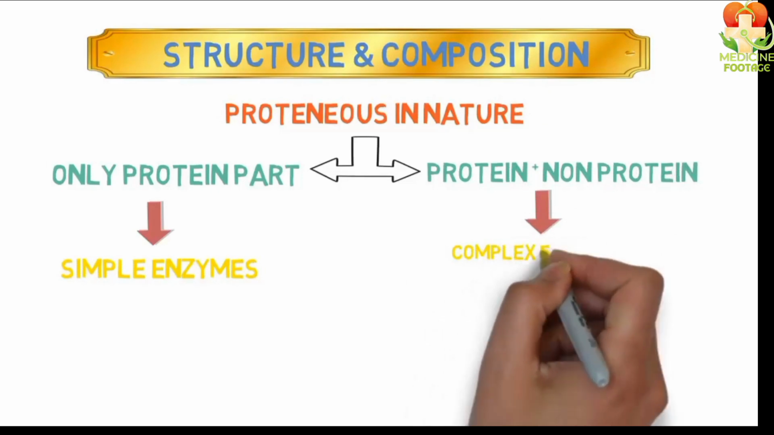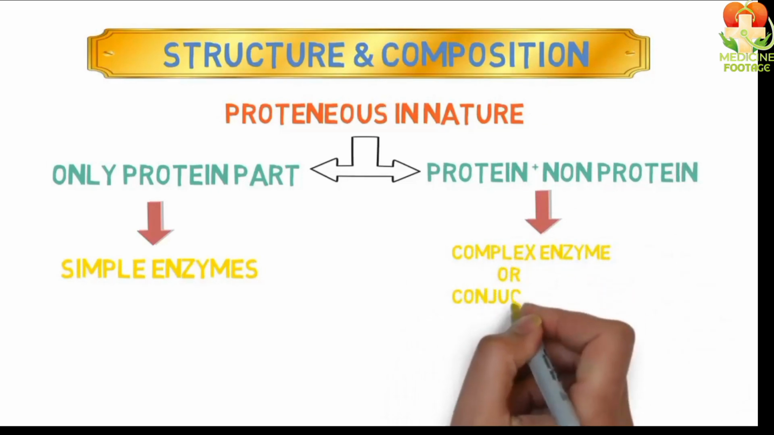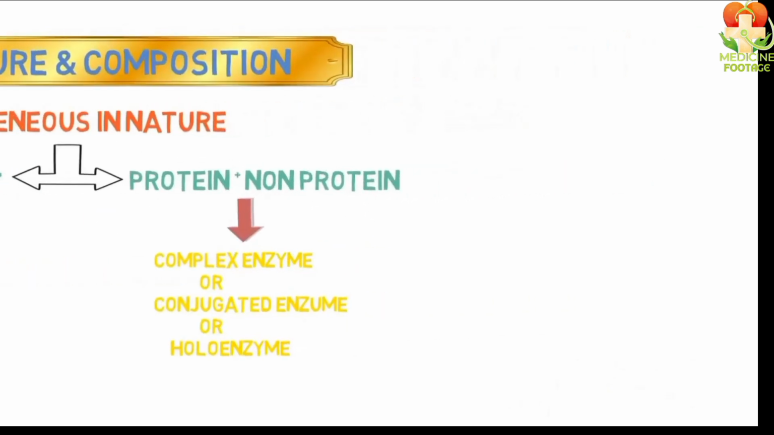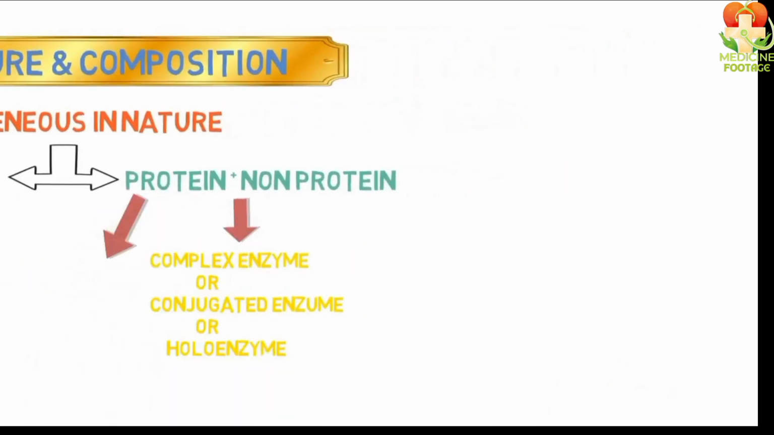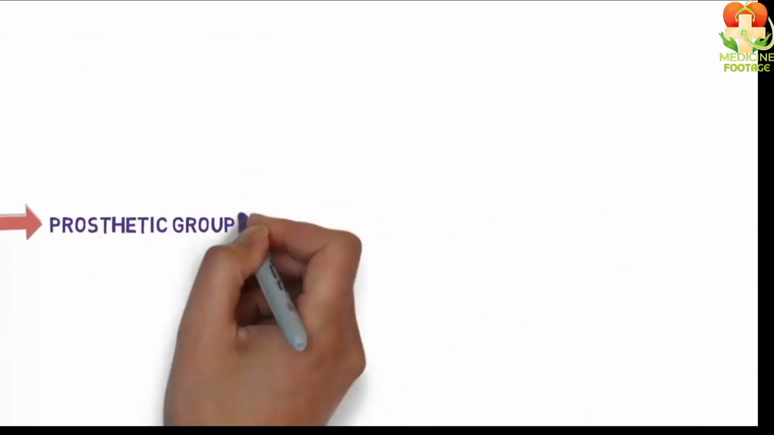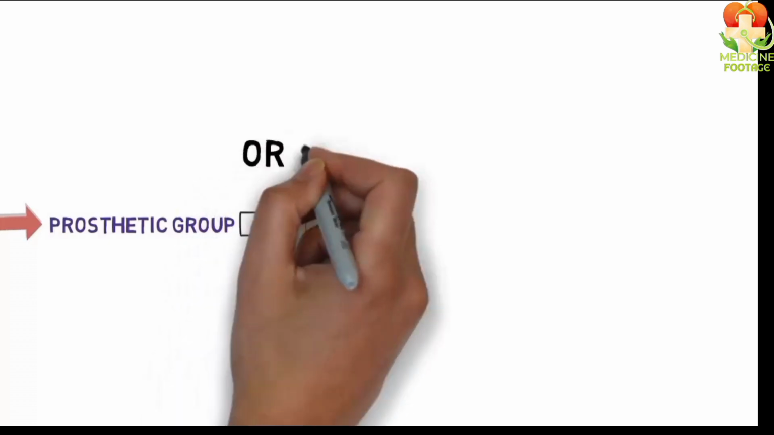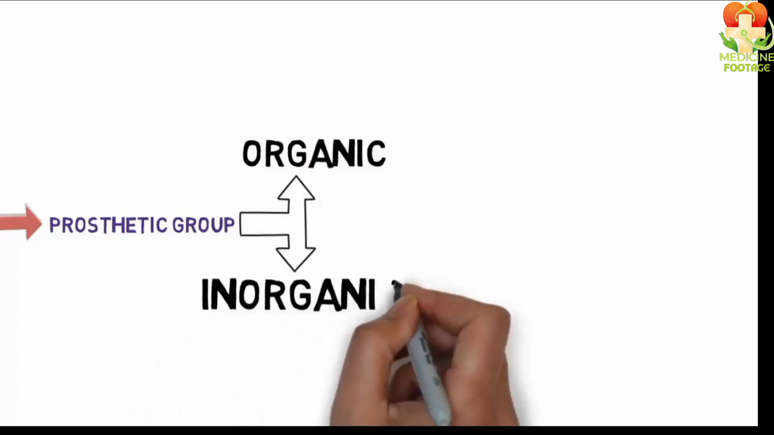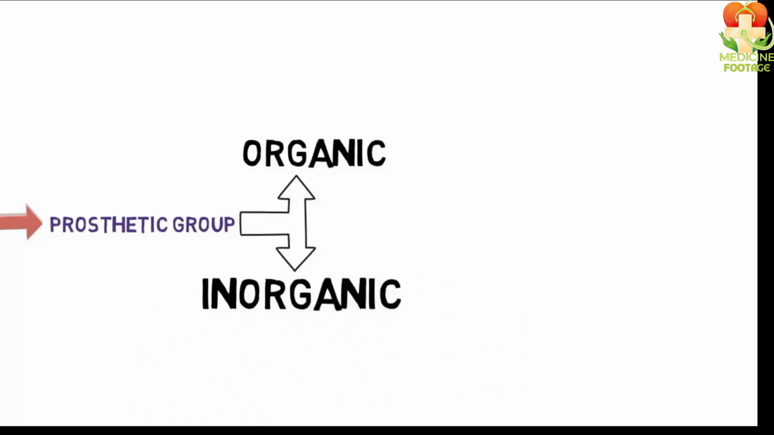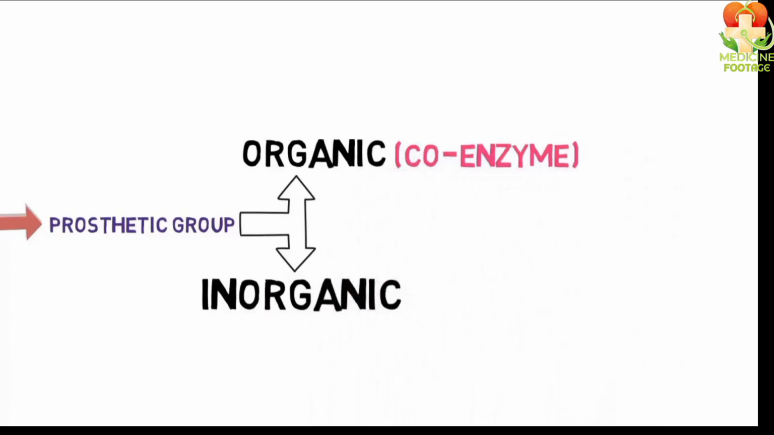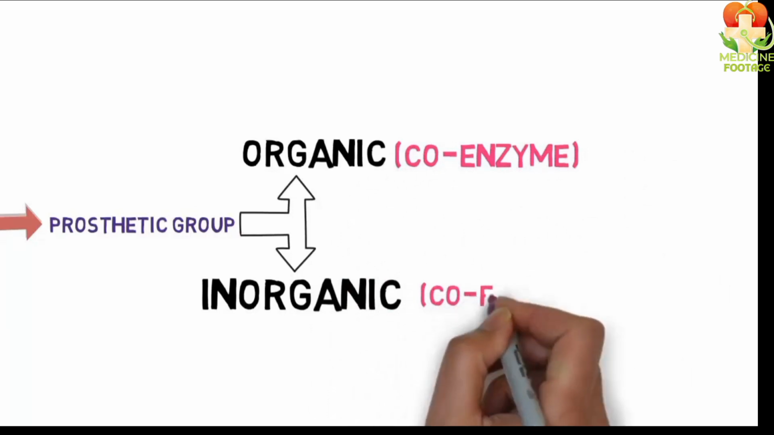These enzymes are made up of two parts, in which one part is protein and the other is a non-protein part. The protein part of a conjugated enzyme is called the apoenzyme, and the non-protein part is called the prosthetic group. Again, the non-protein part is of two types, which are listed below. The non-protein part of a conjugated enzyme can be either organic or inorganic. If it is organic, it is called a coenzyme. If it is inorganic, it is called a cofactor.